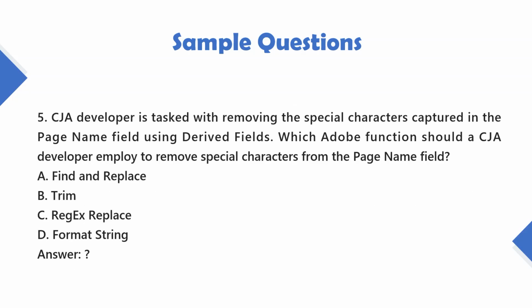5. A CJA developer is tasked with removing the special characters captured in the page name field using derived fields. Which Adobe function should a CJA developer employ to remove special characters from the page name field? A. Find and replace. B. Trim. C. Regex replace. D. Format string.